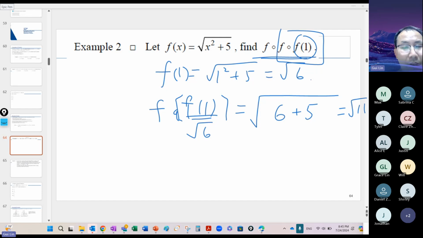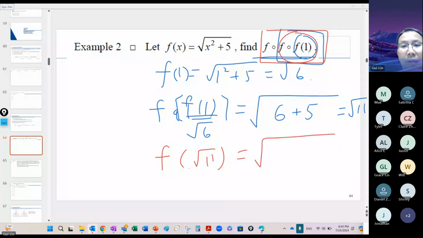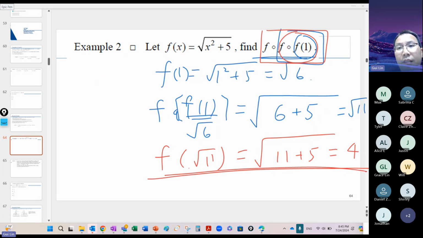Let's see the third one. We know this part equals square root of 11. So here is 11, right? We replace x with square root of 11, squared will be 11, plus 5, so 16, right? The square root is 4. So the answer will be 4. So you can see the pattern is square root of 6, square root of 11, square root of 4. Just duplicate. We call it a recursive function.